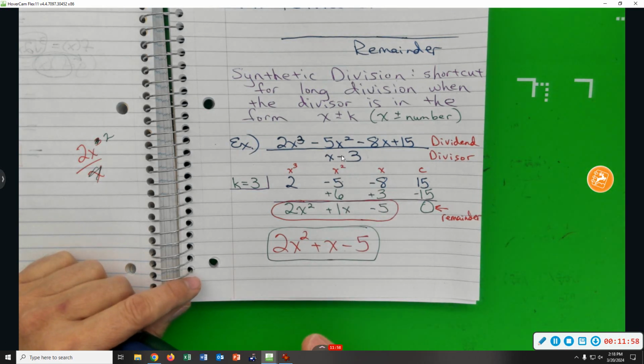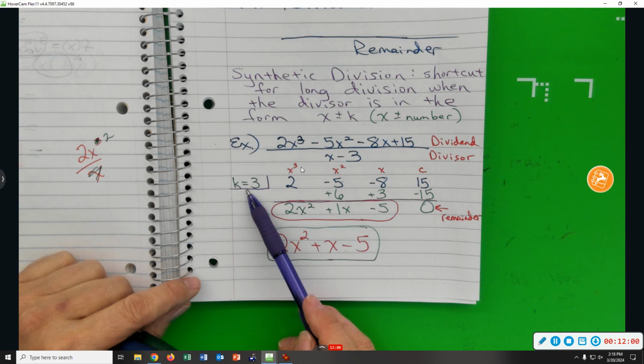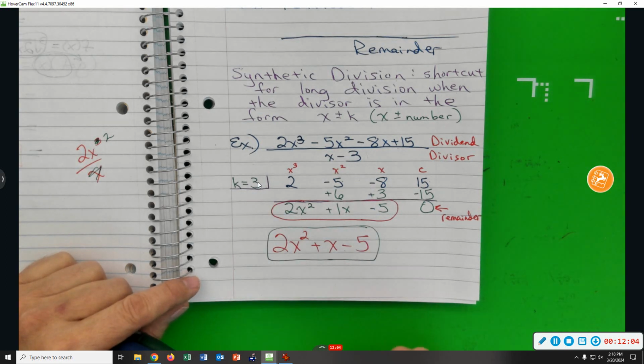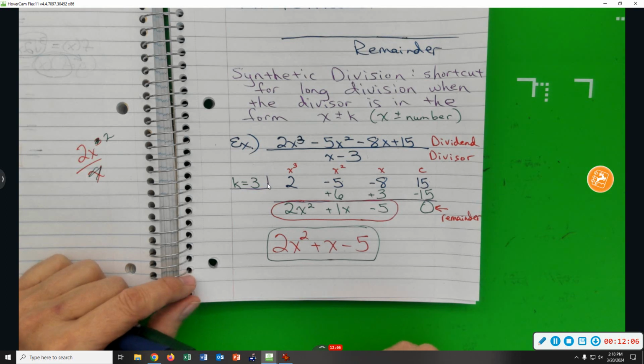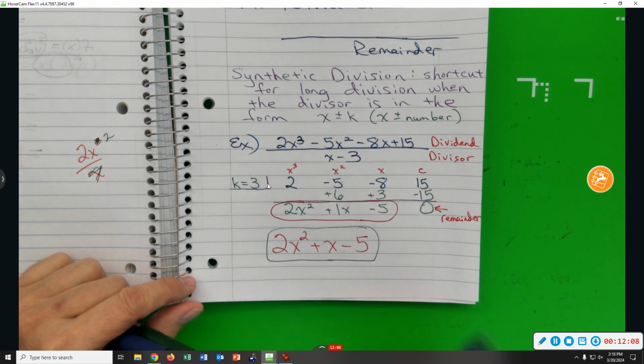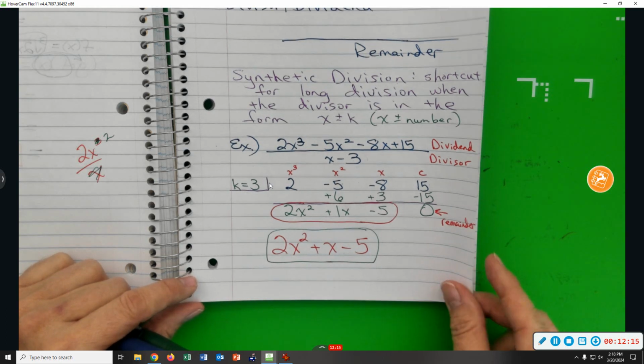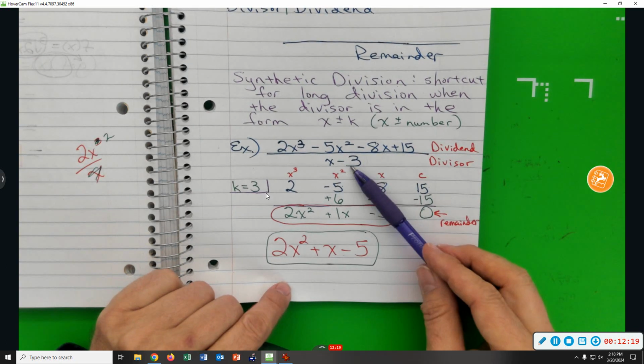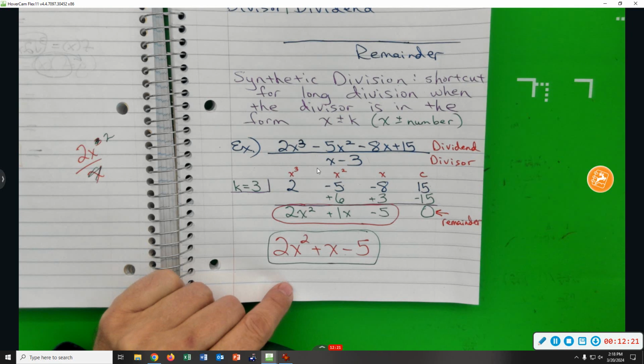How do you determine the k value? You change the sign. You see a minus 3, so the k value is a positive 3. Just like when we're finding the center of a circle in center-radius form, the sign you see inside those parentheses is exactly the opposite of the sign of the center. So whatever you see in the divisor, change that sign. That number is your k value.